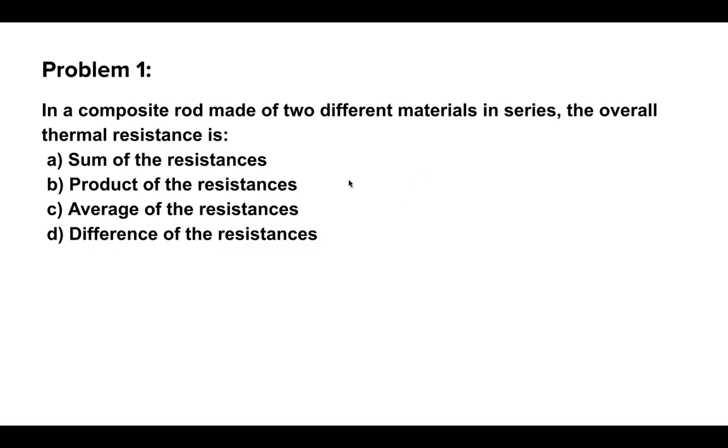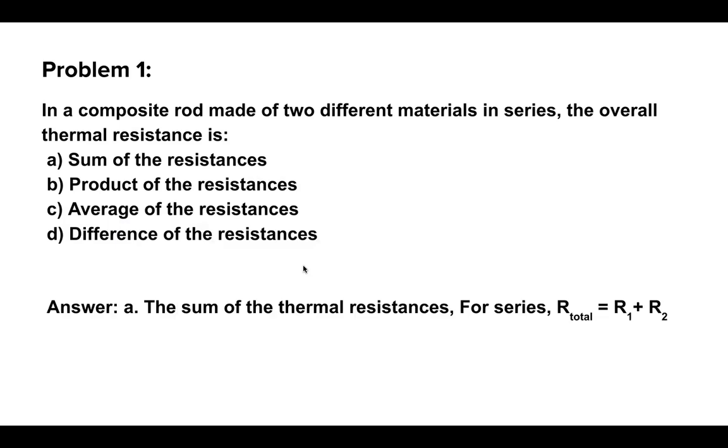Any answers for this? So in a composite rod made of two different materials in series, the overall thermal resistance is, see, whatever series and parallel resistance formulas we have learned, that formula applies here also. So if we have thermal resistance in series, R total will be the sum of the individual resistances, R1 plus R2. So option A is the correct answer.